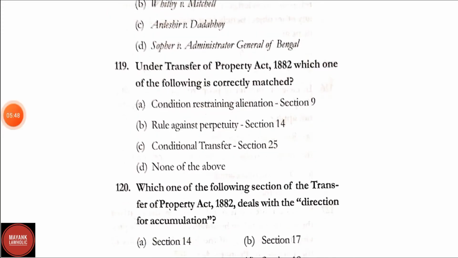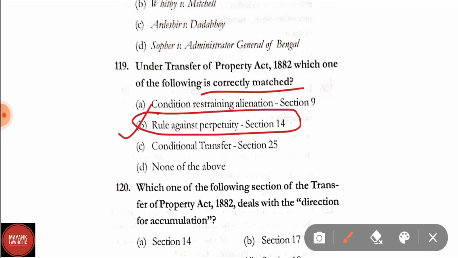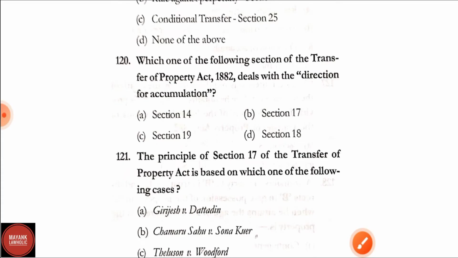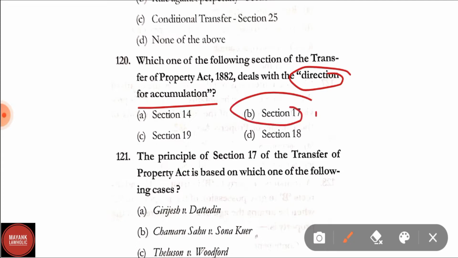Question number 119. Under TPA, which one of the following is correctly matched? Condition restraining alienation section 9, rule against perpetuity section 14, conditional transfer section 25, option D, none of the above. Correct answer is option B, that is rule against perpetuity is given under section 14 of TPA. Question number 120. Which one of the following sections of TPA deals with the direction for accumulation? Options are section 14, 17, 19 or 18. Here correct answer is option B, that is section 17.